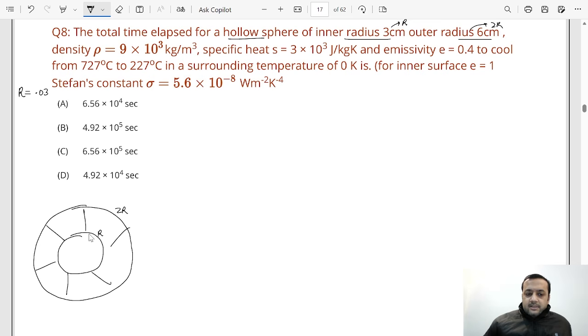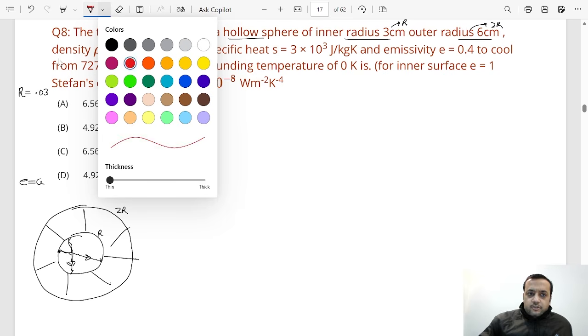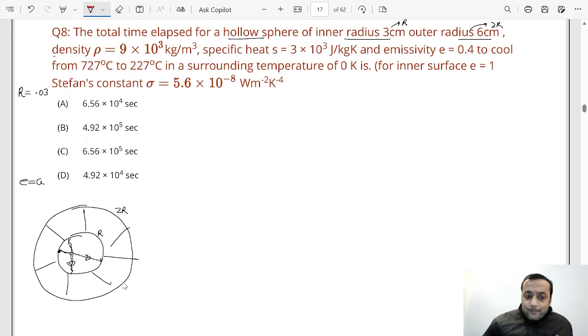Now they have said that the inner surface has emissivity 1. This essentially means that this inner surface will also have absorptivity 1. Because if you remember, E is equal to A, any heat that is emitted by the inner surface will be absorbed by the inner surface itself. So effectively the question wants to tell you that if any heat is escaping this sphere due to radiation, it can happen only because of the outer surface.